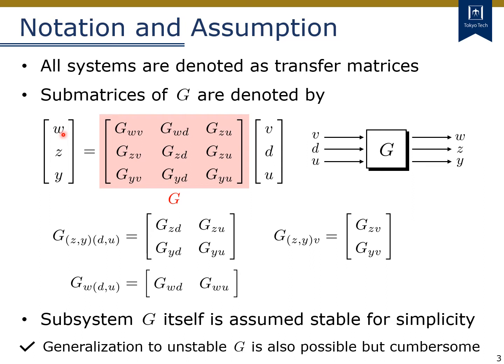Furthermore, partial blocks of the submatrices are also denoted in a similar fashion. For example, the transfer matrix from the inputs D and U to the outputs Z and Y is denoted like this. Other block matrices are denoted in a similar way. For simplicity, we assume in this lecture that the subsystem G itself is stable. This is not an essential assumption, but it can significantly reduce the notational complexities in the following discussion.